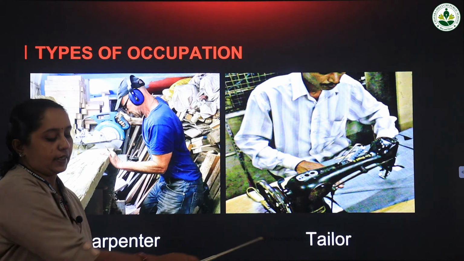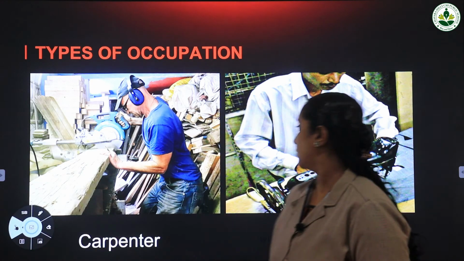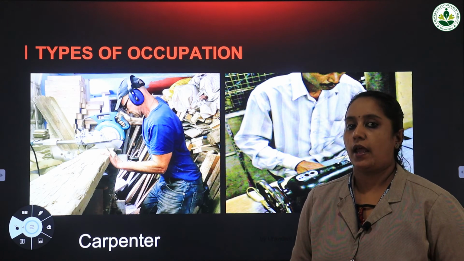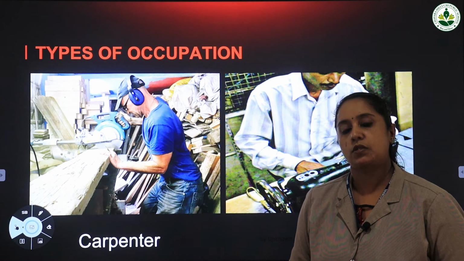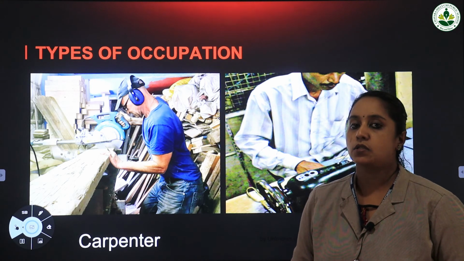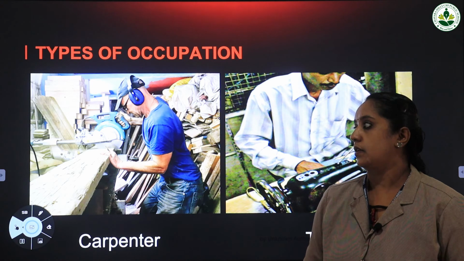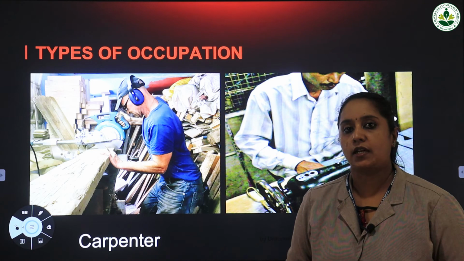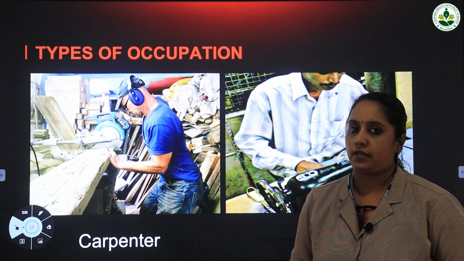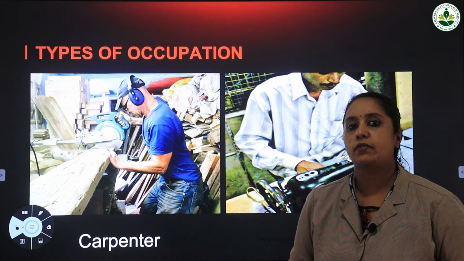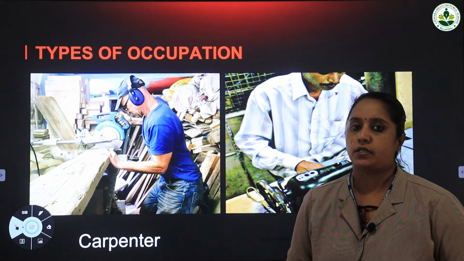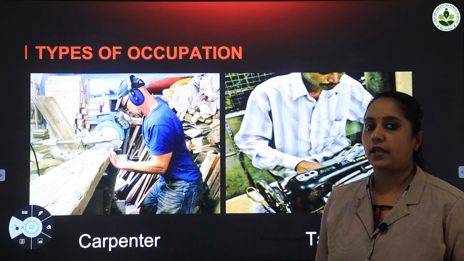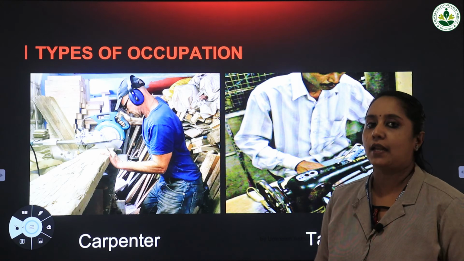Now here you can see a tailor who stitches uniform for you. The tailor stitches uniform. And if we want to stitch some clothes, to whom do we go? We go to a tailor. So a tailor stitches clothes, and he uses scissors to cut the cloth, and he has the measuring tape to take the measurements. So we can see that each and every person who is engaged in different occupations uses different kinds of tools for their work. So we got acquainted with carpenter as well as tailor.